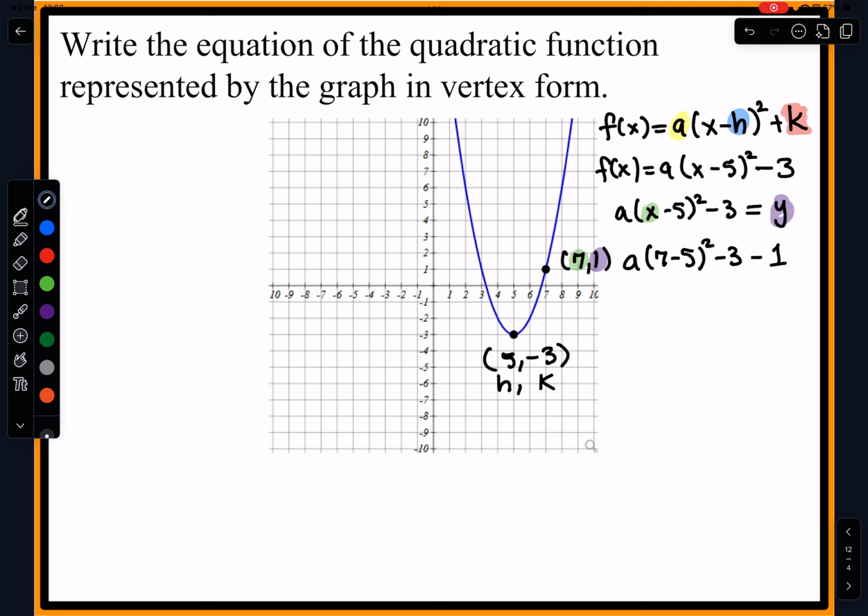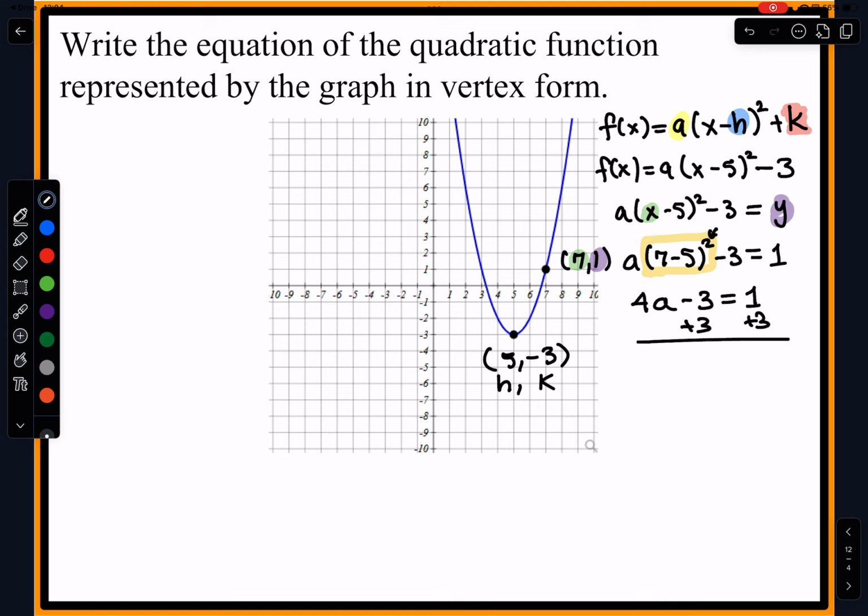Now to solve this equation, we're going to begin by first simplifying the parentheses part. I would subtract the 7 and the 5, which is 2, but I have to raise that value to the second power. So 2 to the second power is 4. So here's my equation: 4a minus 3 needs to equal positive 1. Solving the equation, we'll add 3 to both sides.